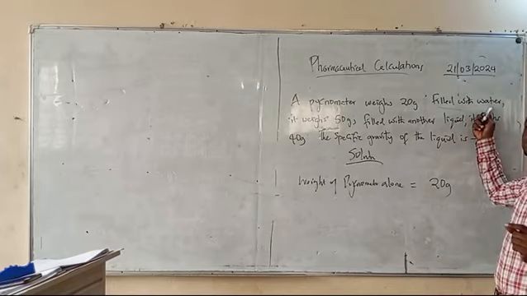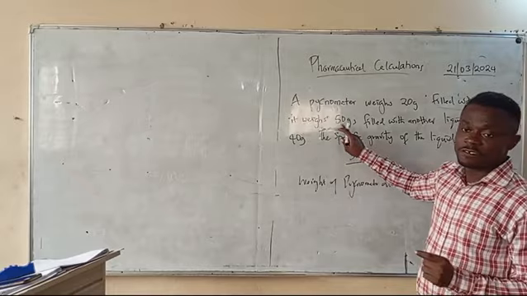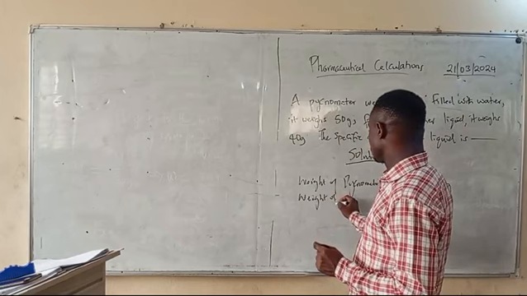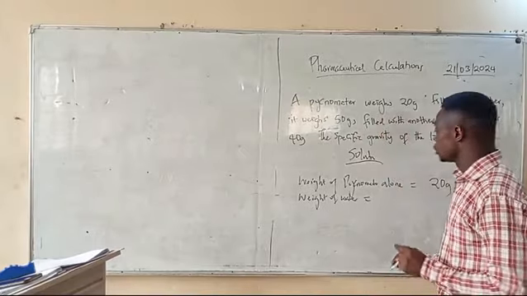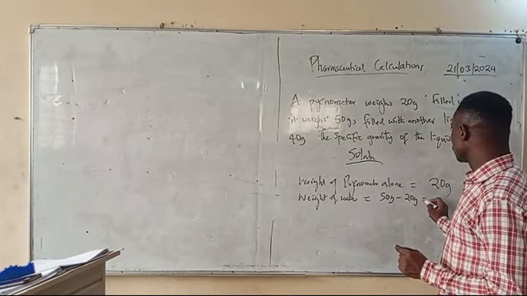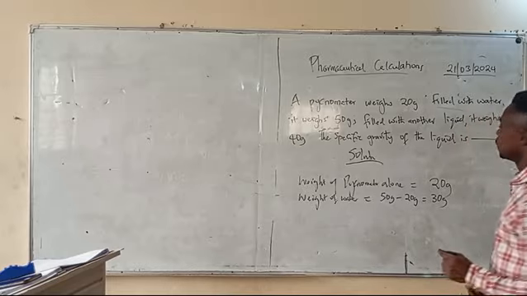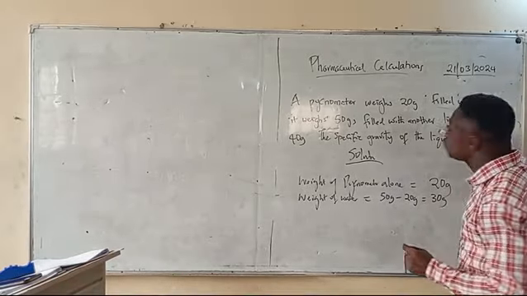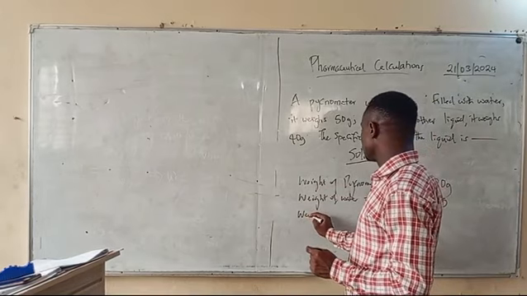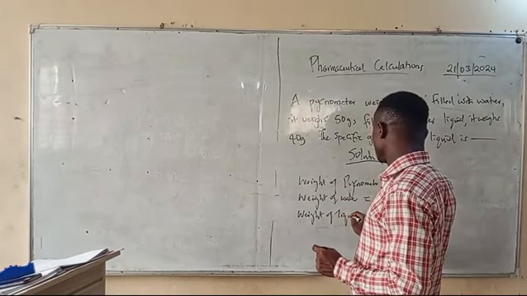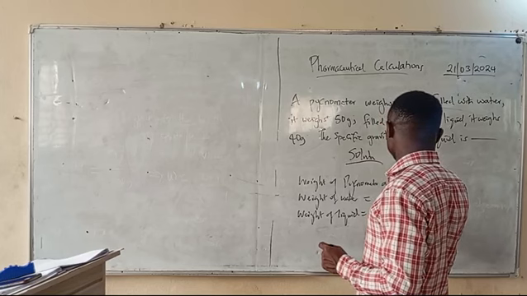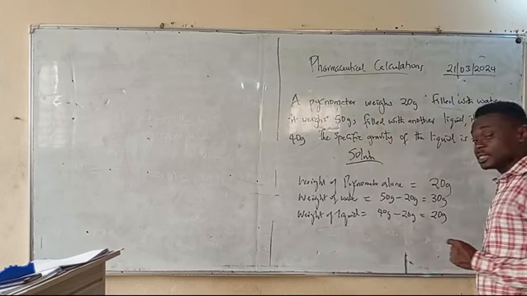Then first of all, they fill it with water, and the new weight is 50 grams all together. So what is the weight of water? 50 grams minus 20 grams, which is 30 grams. Then, the same pycnometer, they now pour the liquid, and it weighs 40 grams. So weight of the liquid is 40 grams minus 20 grams, which is 20 grams. Is it clear?